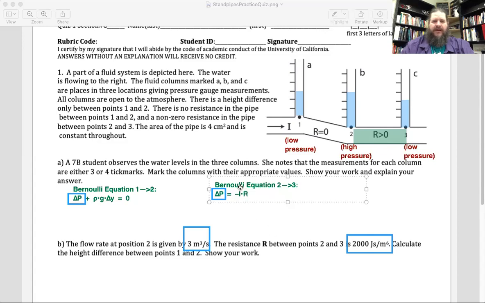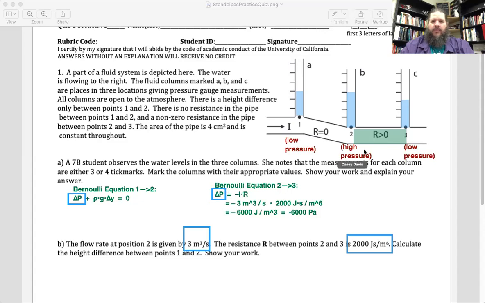So for instance, if we fill that in here, we've got -3 cubic meters per second times 2000 joule seconds per meter to the sixth. Multiply those together and what do you get? Yeah, negative 6,000. And the units reduce to joules over meters cubed, which is the same as pascals.